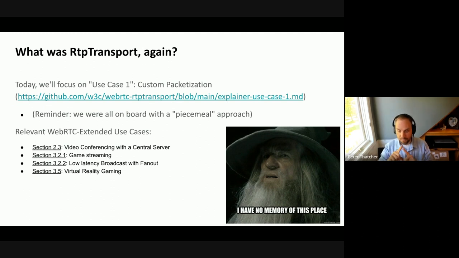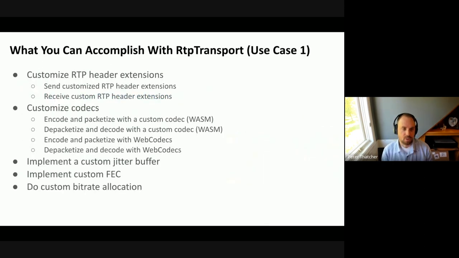We've broken up the GitHub repository into two use cases, or two explainers, the one we call use case one and the one we call use case two. Today, I'm going to be talking about use case one, but I will have a note at the end about use case two. I'll go really fast. Use case one allows you to do custom header extensions, custom encoding, decoding, packetization, depacketization, and as almost a side effect, you can also do a custom jitter buffer and FEC and bitrate allocation.